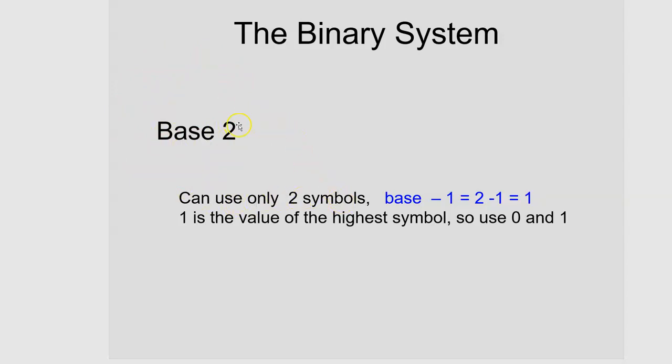If I take the base minus 1 in any number system, it tells us the value of the highest symbol in that number system. So I have a base 2 number system. We can use 2 symbols. If I take 2 minus 1, I get 1. So the value of the highest symbol in that base 2 number system is a 1. That means I can only use symbols 0 and 1, and that's binary.